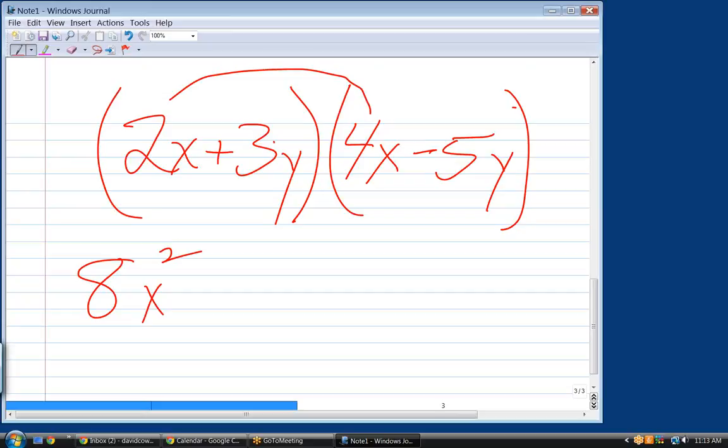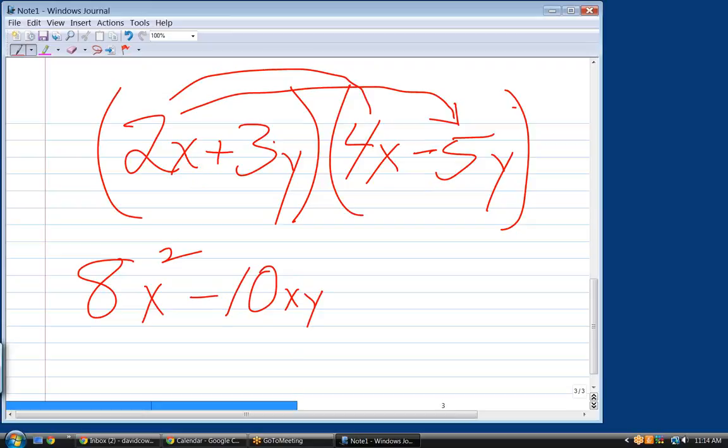Now, what do I get when I multiply 2x times minus 5y? In other words, what are the two outside terms? I got negative 10xy. Don't forget to multiply the numbers. You have to multiply the 2 times the negative 5, which gives you negative 10. And then you can't combine the x and the y, so we leave it as x times y.